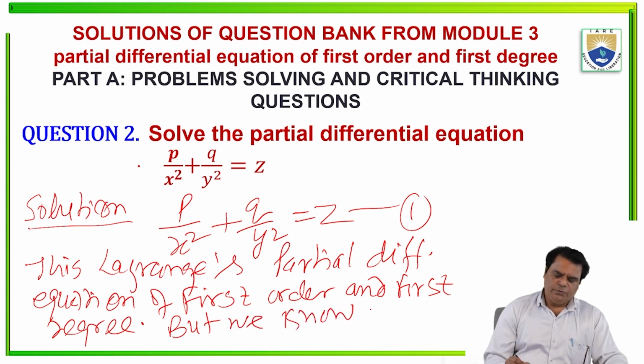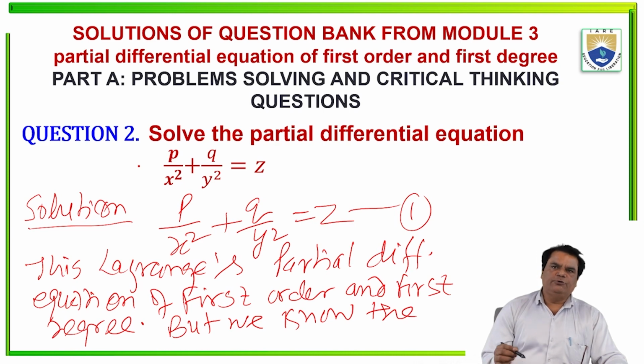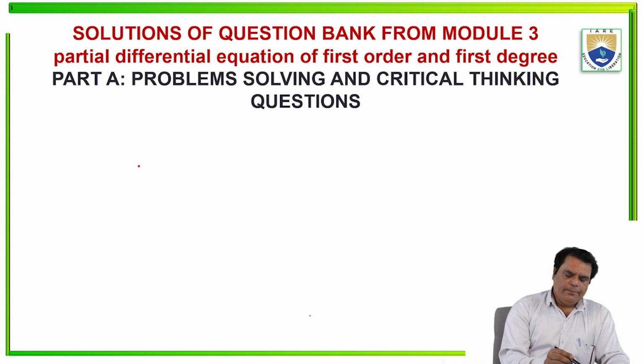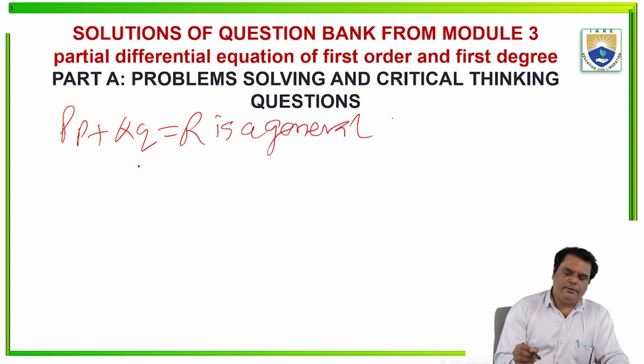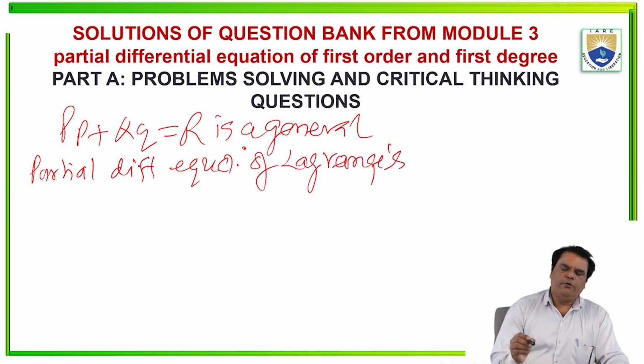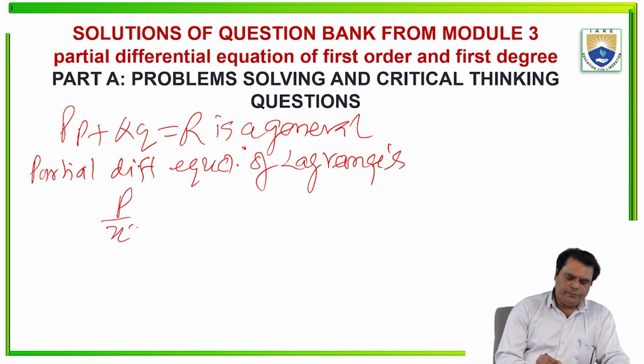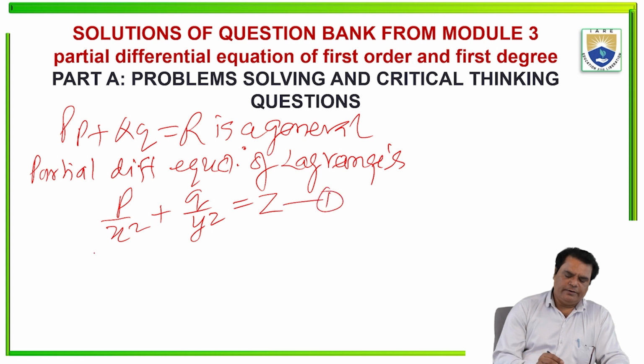Okay, what we know: the general equation of Lagrange, we know that P p plus Q q equal to R is the general partial differential equation of Lagrange. Okay, so here p upon x squared plus q upon y squared equal to z, this is equation 1, and P p plus Q q equal to R, this is equation 2.